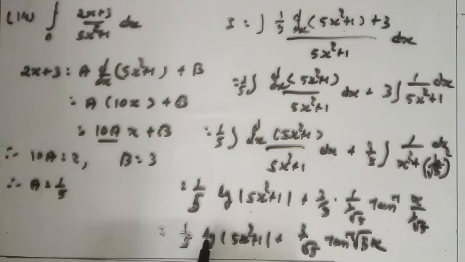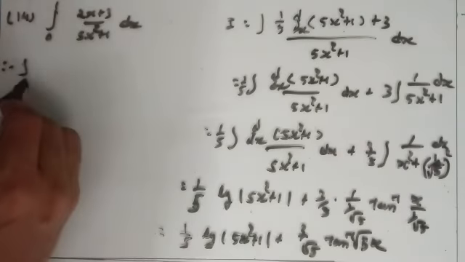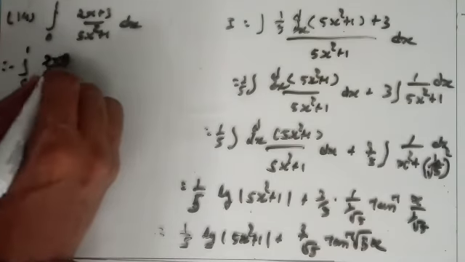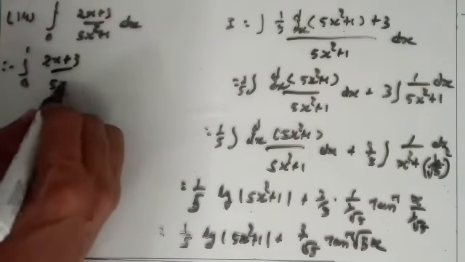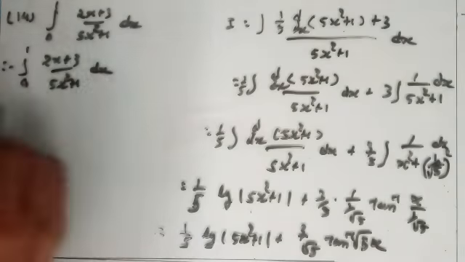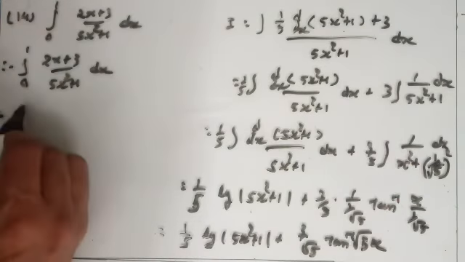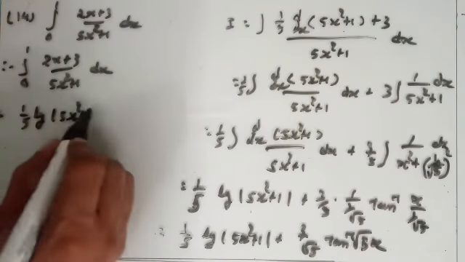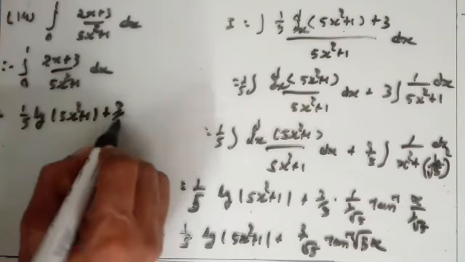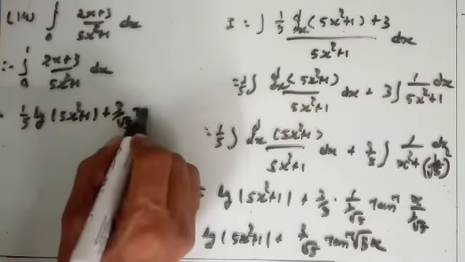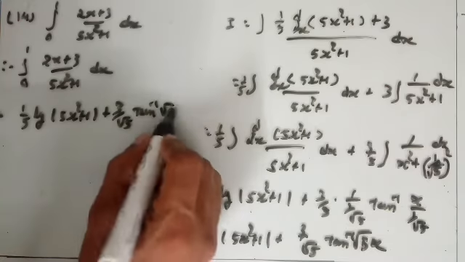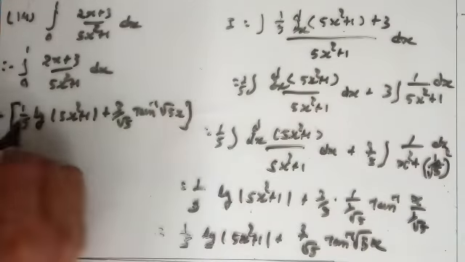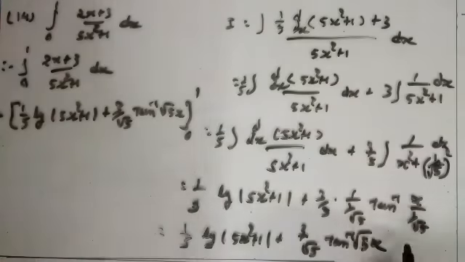Now replace this integration in our definite integration. Therefore the integration from 0 to 1 of (2x + 3) upon (5x² + 1) dx is equal to 1 upon 5 log mod (5x² + 1) plus 3 upon root 5 tan inverse root 5 x, and apply the limit 0 to 1, clear.